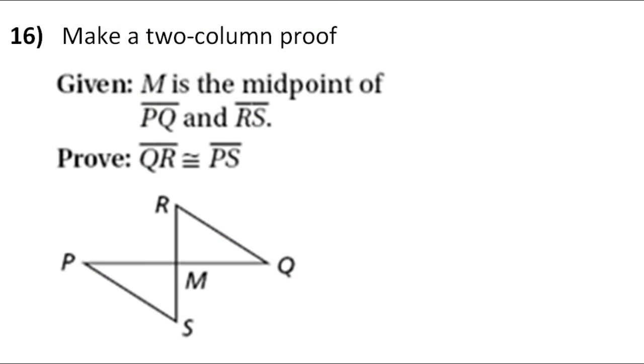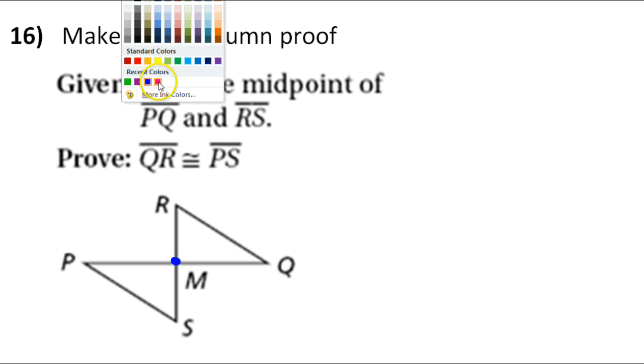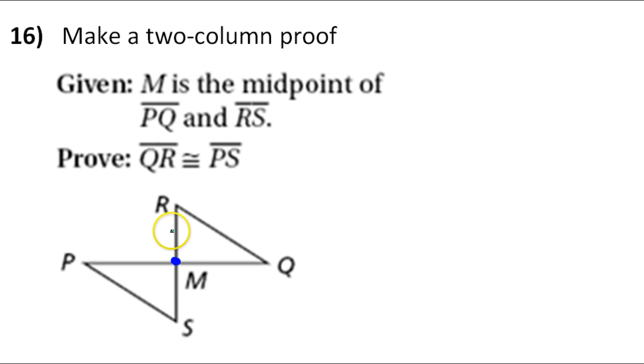Alright, for number 16 we're supposed to make another two-column proof. So let's get our strategy together before we get started. We're given that M is the midpoint. So by the definition of midpoint, M is the midpoint of both segments, RS and PQ. That means RM is going to be congruent to MS, and PM is going to be congruent to MQ.